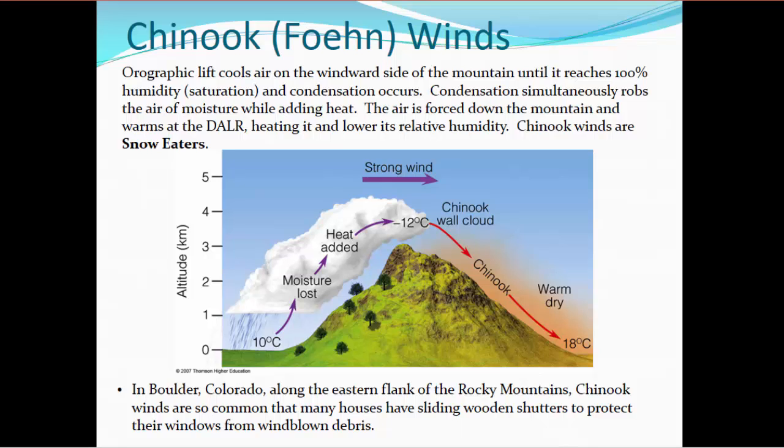Of course, that's saturation, condensation. Condensation, the formation of clouds, possibly even rain or snow, robs the air of moisture while it adds heat. Remember, condensation is a warming process. The air is then forced down the mountain on the leeward side, and it warms at the dry adiabatic lapse rate, and that heats it up and drops its relative humidity. So those Chinook winds are very warm and dry and are able to eat the snow if it exists on that leeward side of the mountain.